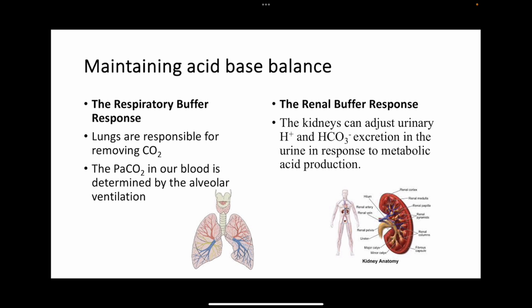The renal buffer response: the kidneys are responsible for excreting the metabolic acids. They secrete H+ ions in urine and reabsorb HCO3 from urine. HCO3 is a base and accepts H+ ions. So this compensation takes time because it is a renal buffer response.